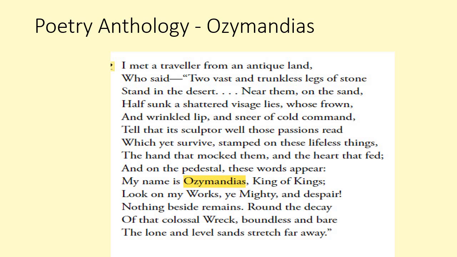I met a traveller from an antique land who said, two vast and trunkless legs of stone stand in the desert. Near them on the sand, half sunk, a shattered visage lies, whose frown and wrinkled lip and sneer of cold command tell that its sculptor well those passions read which yet survive, stamped on these lifeless things, the hand that mocked them and the heart that fed. And on the pedestal these words appear: my name is Ozymandias, King of Kings. Look on my works, ye Mighty, and despair. Nothing beside remains. Round the decay of that colossal wreck, boundless and bare, the lone and level sands stretch far away.